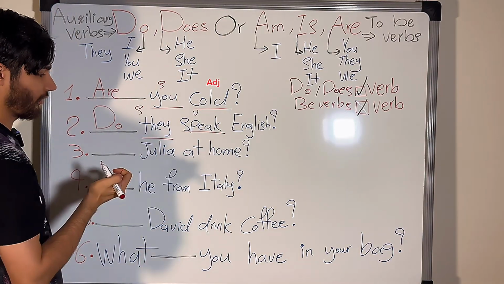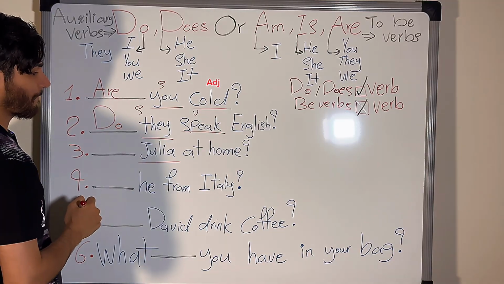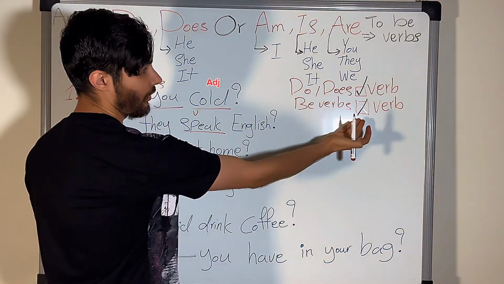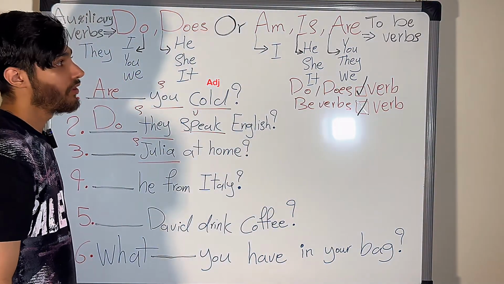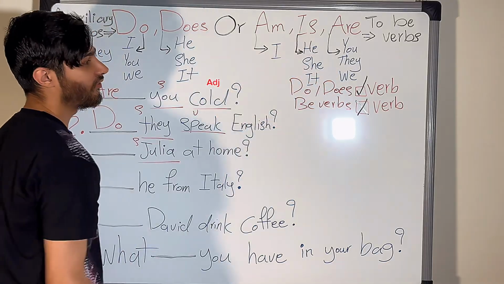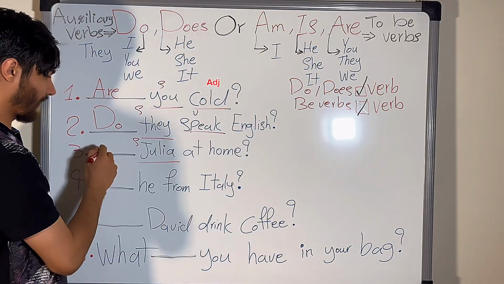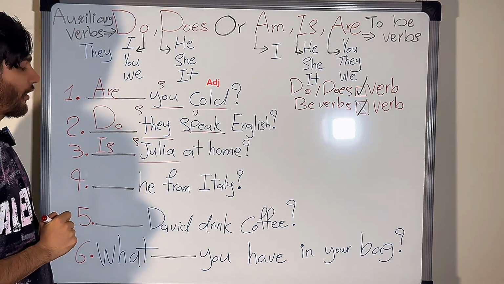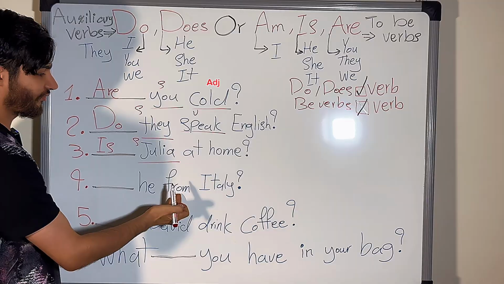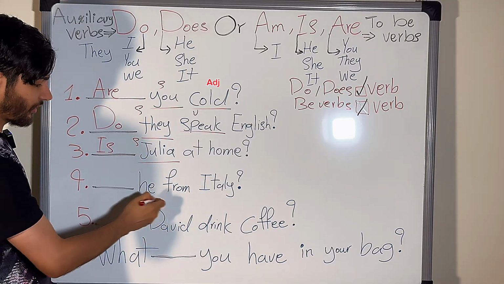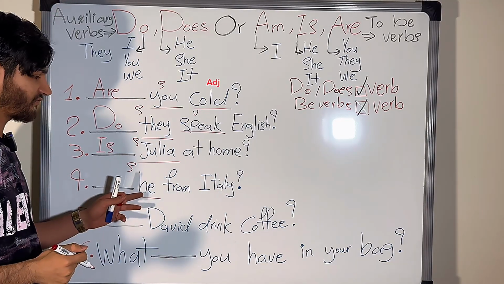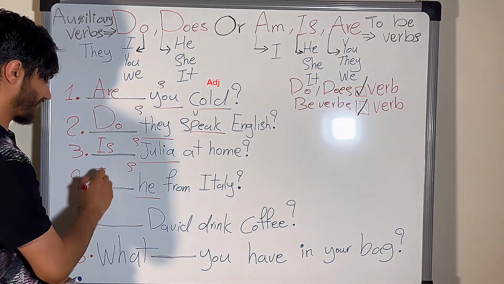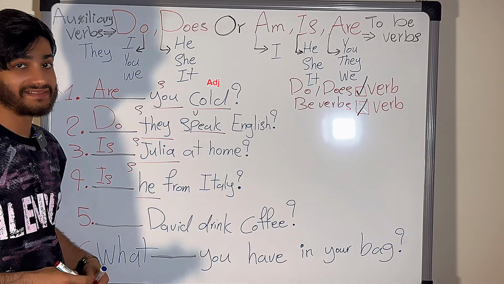Number three. Julia at home. So my subject is Julia, and do I have a verb? No, I don't have a verb. So I should use be verbs. We said that for he, she, it, we should use is. So I have to use is. Number four, he from Italy. The subject is he, and with the subject he, we have to use is. So, is he from Italy?